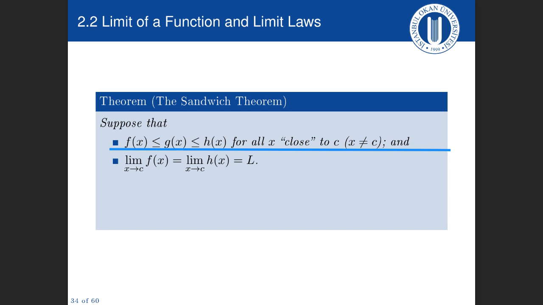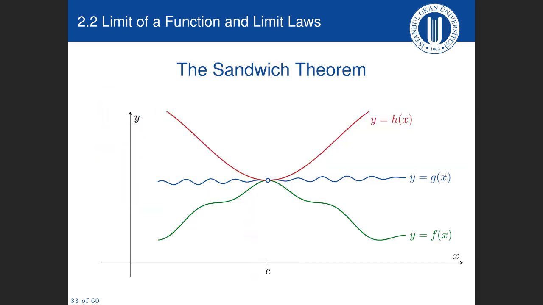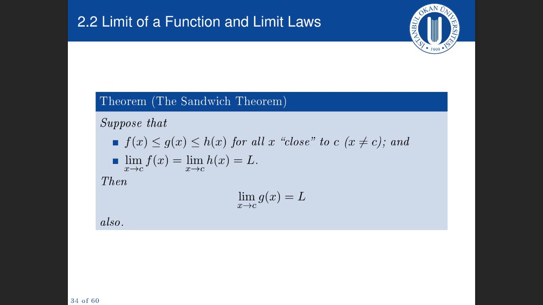And I want to suppose that the limit of the function on the bottom is the same as the limit of the function on the top. The smallest function f has the same limit as the biggest function h. We go back to the picture. At c, the red function and the green function are moving together. They're getting closer and closer. They have the same limit at c. What can we then say about the limit of the blue function at c? If the blue function is squashed between red and green, then the middle function must also have the same limit.